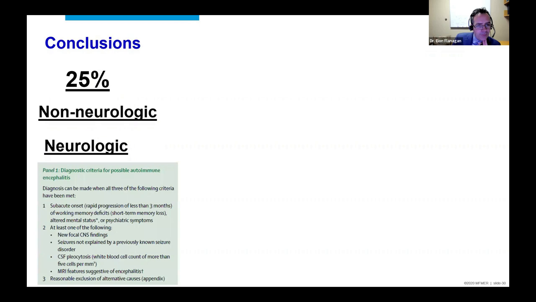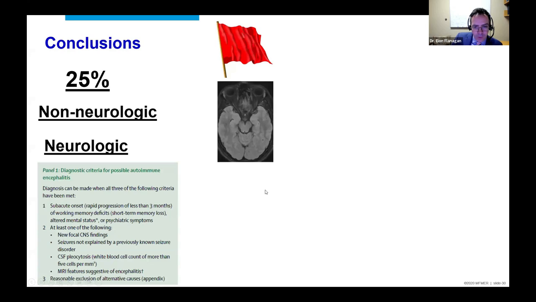We talked about using these diagnostic criteria to help determine if you do have autoimmune encephalitis. They're quite useful and can at least raise a red flag if you don't. We talked about some of the red flags: if the MRI is completely normal, there's no inflammation in the spinal fluid, and there's no antibody positive, or the antibody positive is a little bit of a problematic antibody.